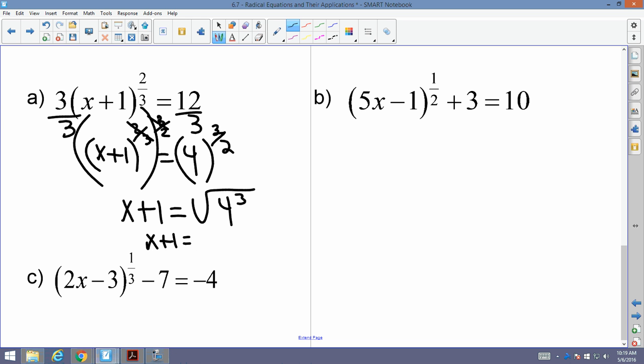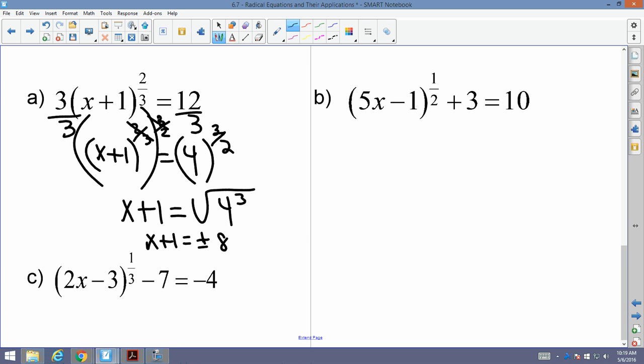equals. Now here we're going to separate the square root and the cube. What's the square root of 4? 2. Very good. And what is 2 cubed? 8. Very good. However, it's plus or minus 8.